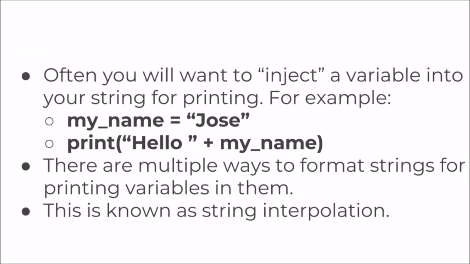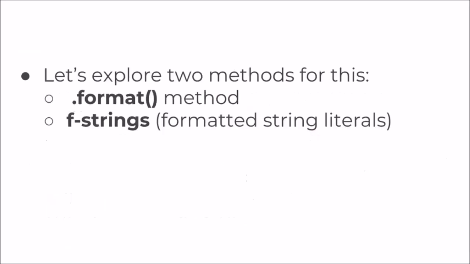Often you will want to inject a variable into a string for printing, like my name is equal to Joe. Print hello, my name. Actually, I get the user's name, and I want to print hello and then plus this variable, like hello plus my name. We have many ways we can add, inject, or concatenate a string. This is what we call string interpolation.